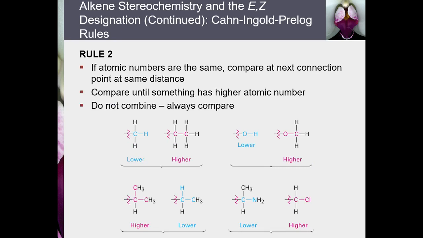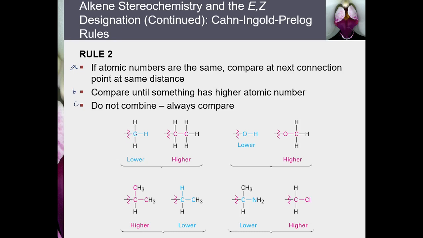Now, there's rule number 2. So rule number 2 is if atomic numbers are the same, you compare at the next connection point at the same distance. Then, you compare until something has a higher atomic number, and then hindi magko-combine. You do not combine, but you always compare. So para maintindihan nyo yung rules na to, so let's say this is A, B, C. So we'll give some examples.